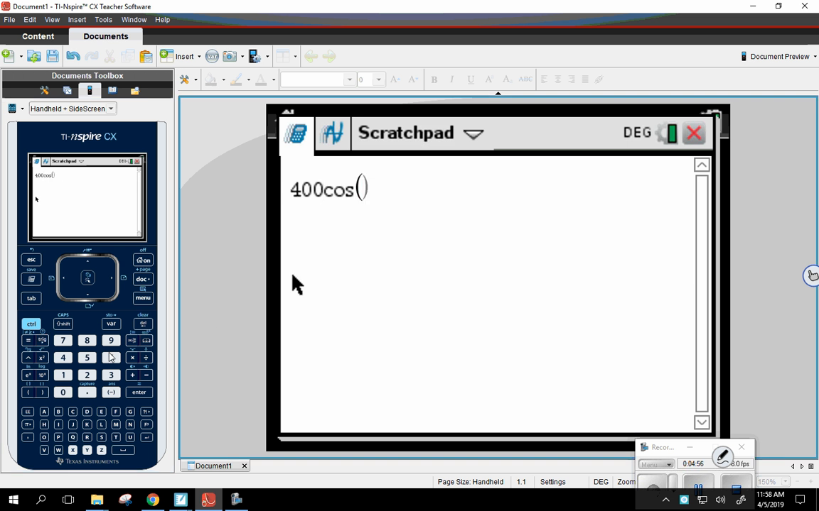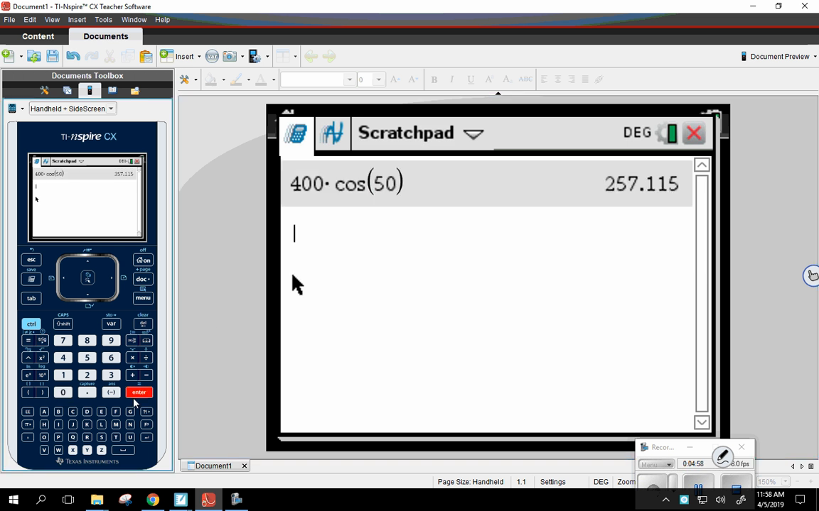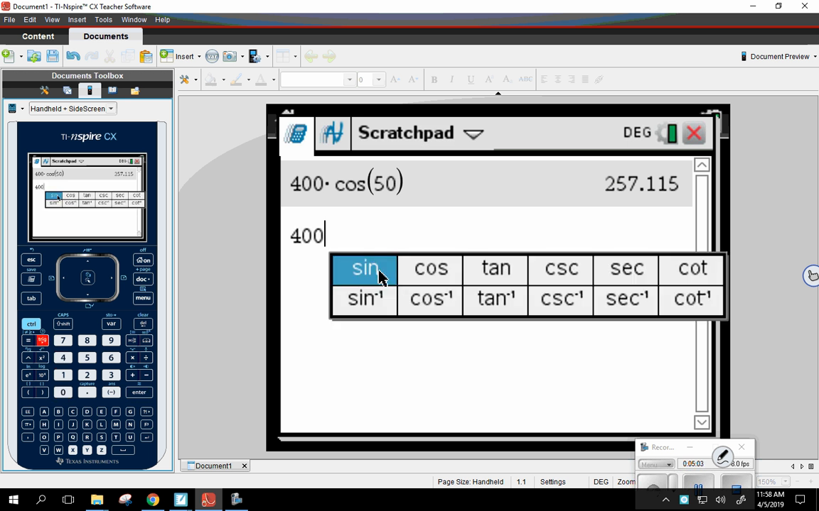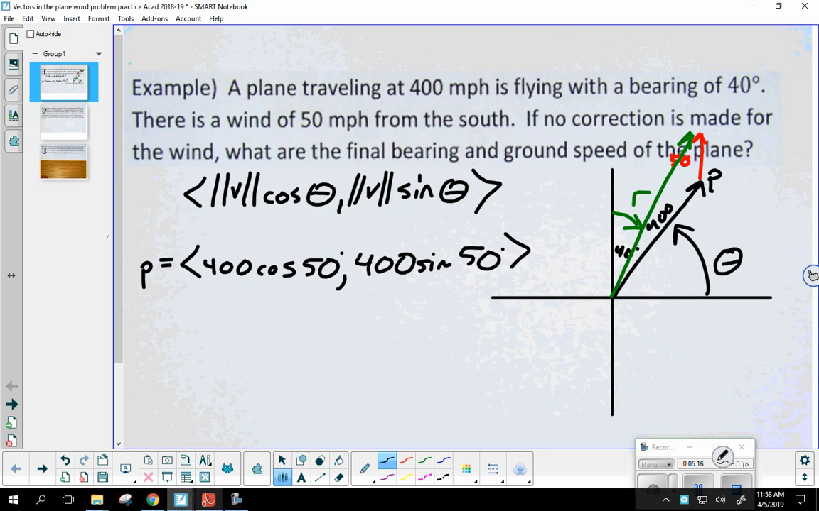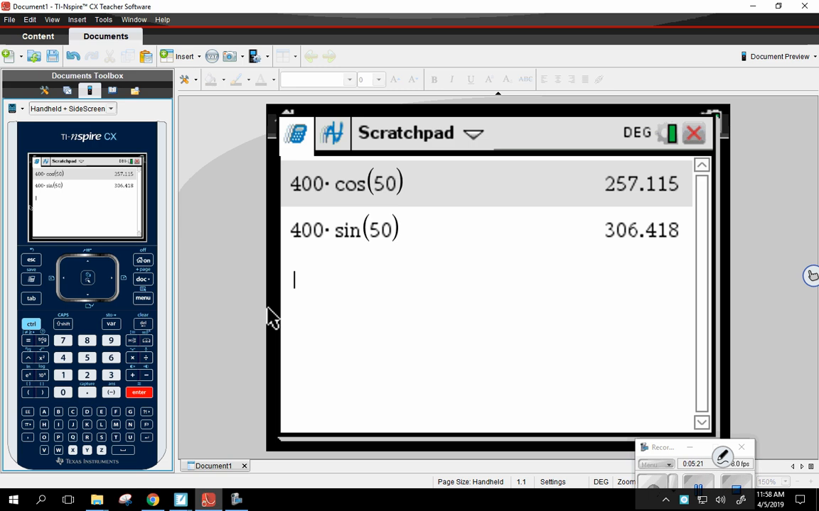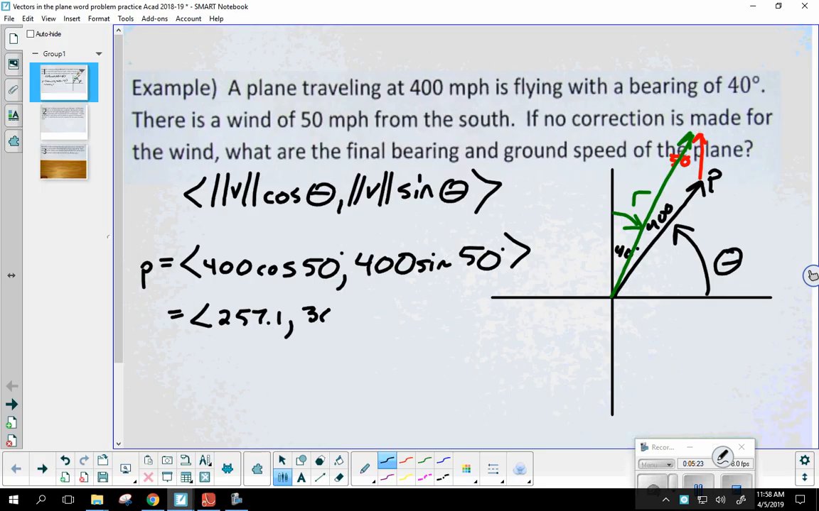It was cosine of 50 degrees. So let's say 257.1, and then we have 400 sine of 50. So let's say 306.4. So 257.1 is the horizontal value. That's A, 257.1. And the B value, let's say 306.4. There we go.